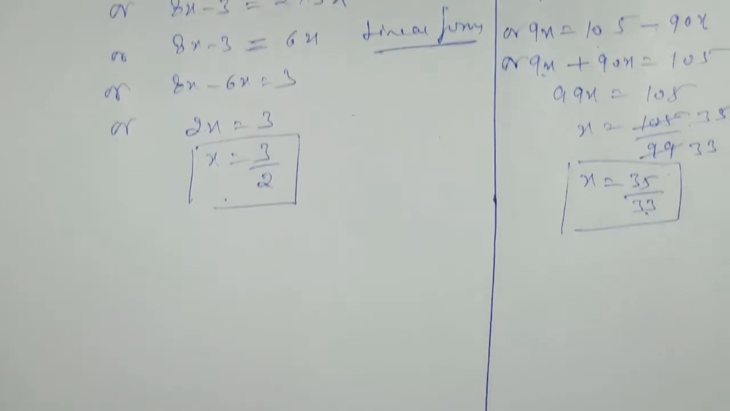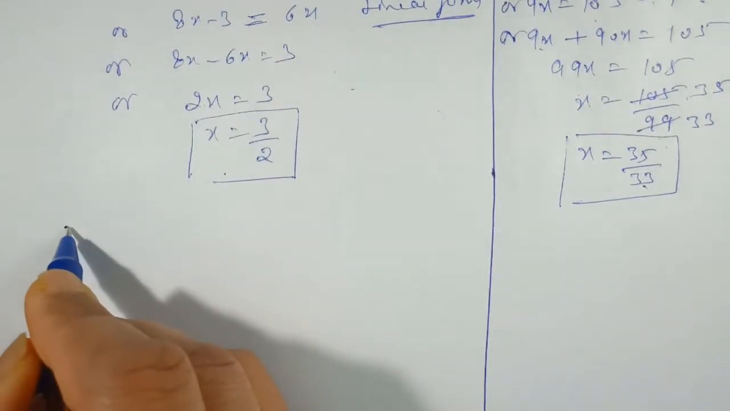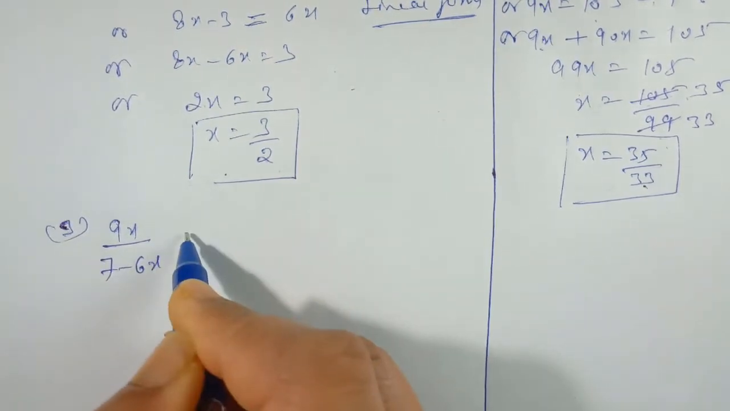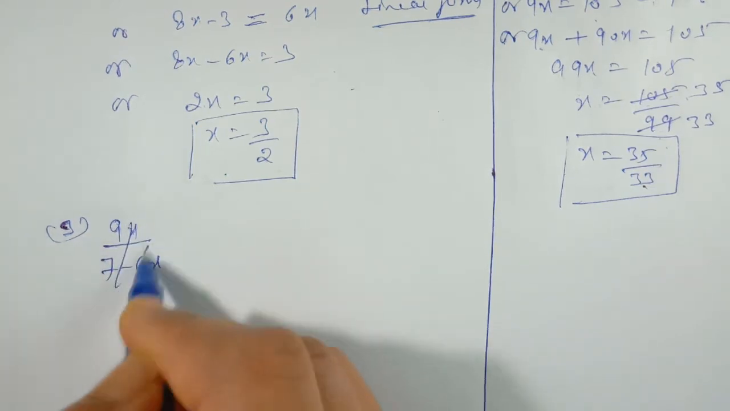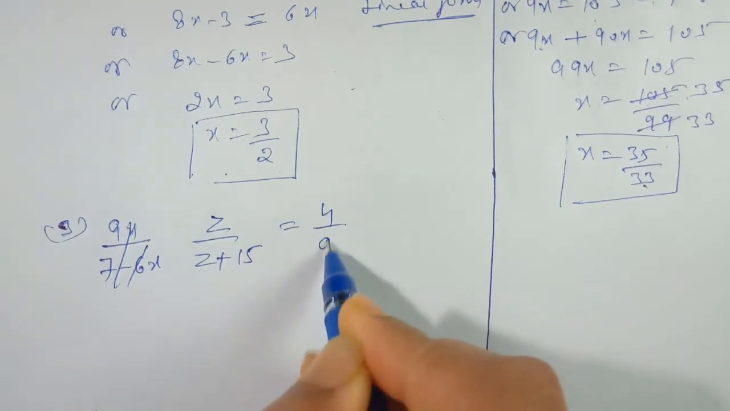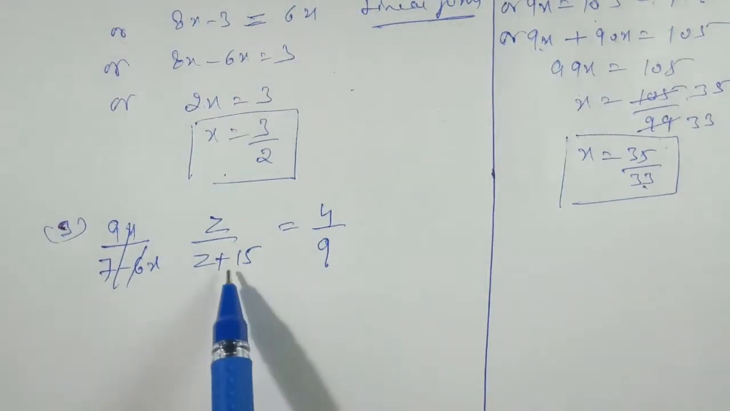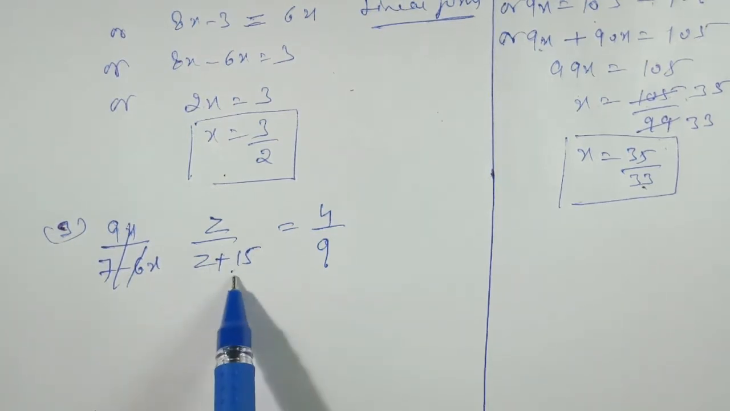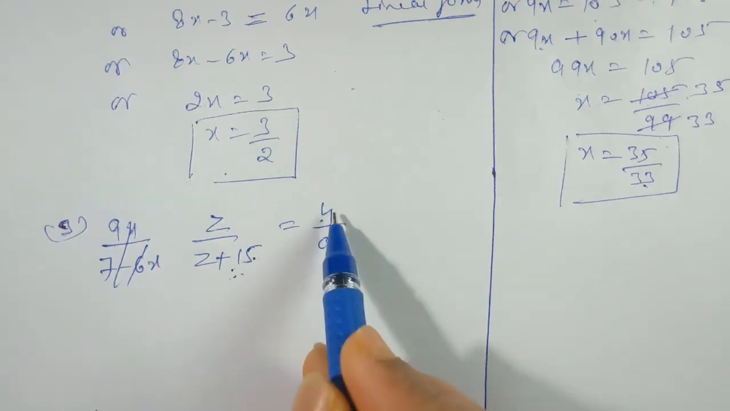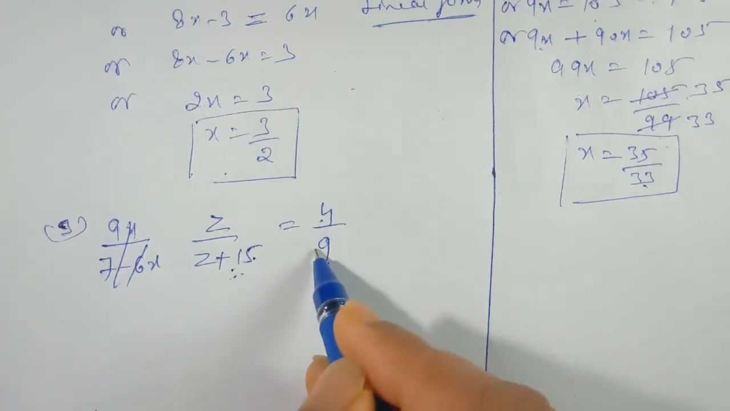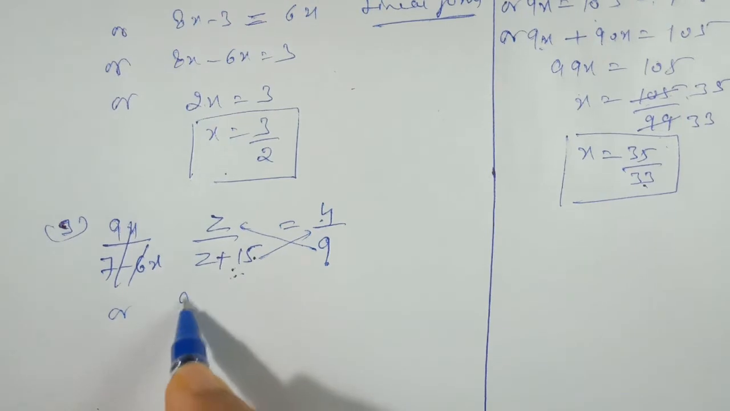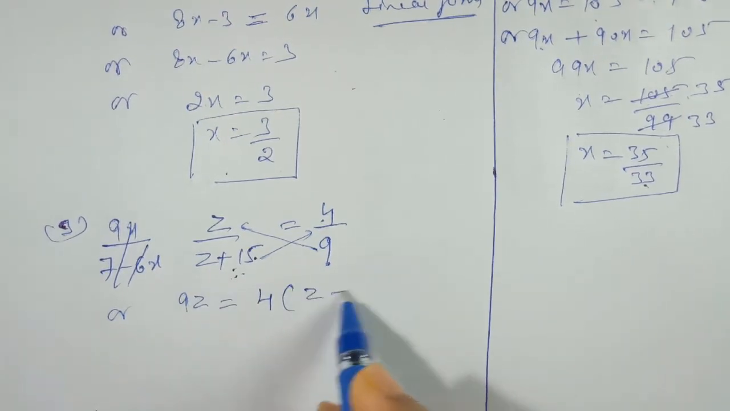Let us do some more examples. Two more examples I am taking. Third part: we are taking z upon z plus 15 equal to 4 upon 9. Again, it is not in linear form because the denominator contains the variable term. So first of all, we have to transpose the denominators to the other side on both sides. This will give 9 into z, 9z equal to 4 times z plus 15.